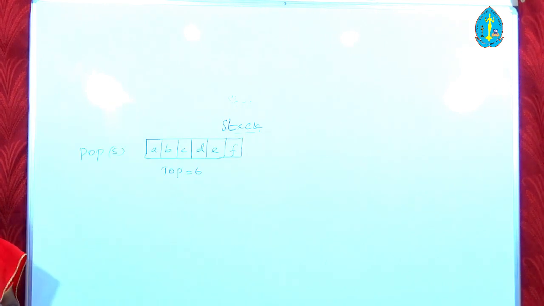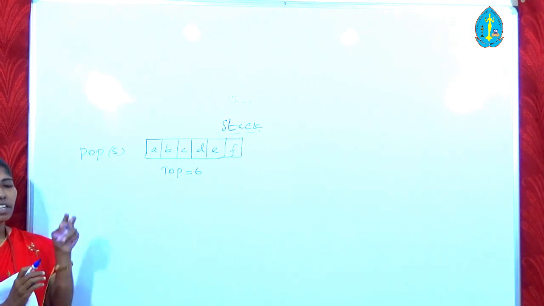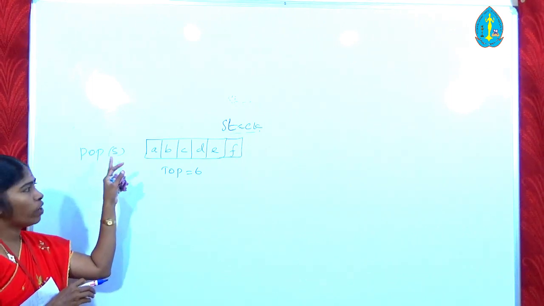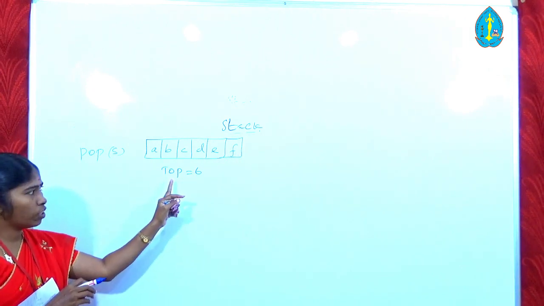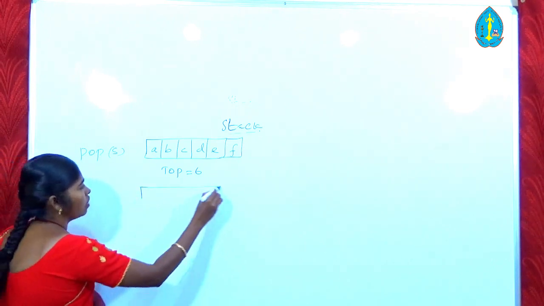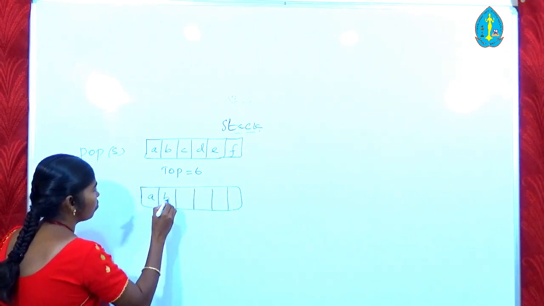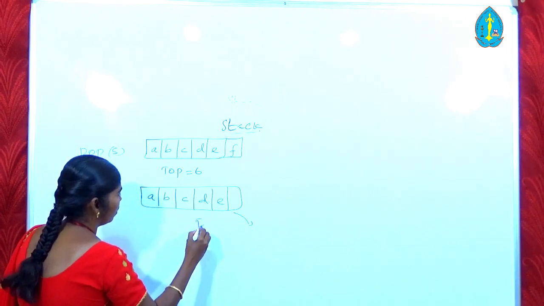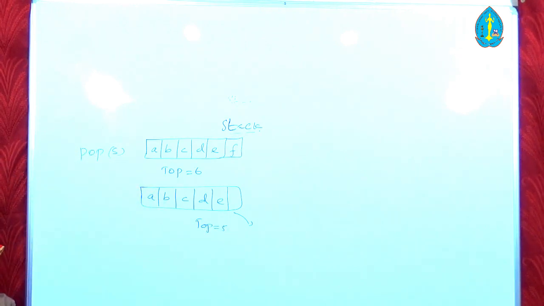Okay friends, the next operation is the pop operation. The pop operation means deleting an item from that stack. Once you call pop, the top item F will be deleted from the stack, and automatically top will be decremented by 1. So the stack now contains A, B, C, D, E. The top is now equal to 5, because one item has been deleted from the stack.